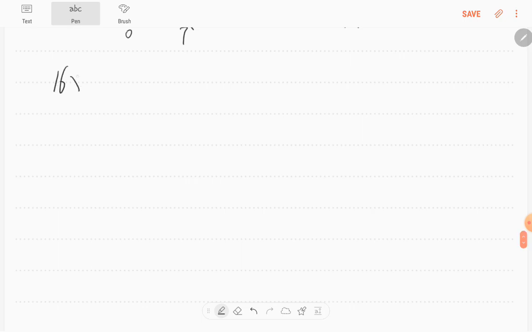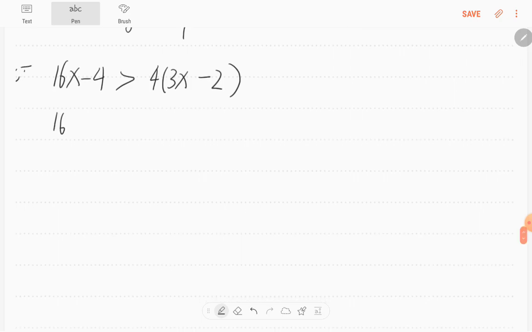6(16x minus 4) greater than 4 times (3x minus 2), okay? So here, the first thing we need to do is to get rid of the parentheses. So this would be this example, another example.